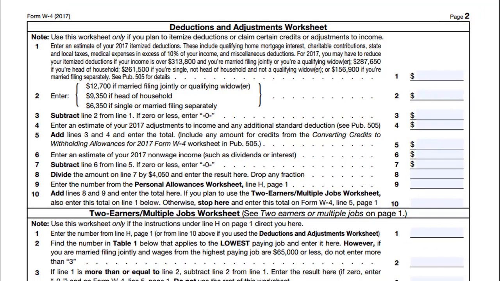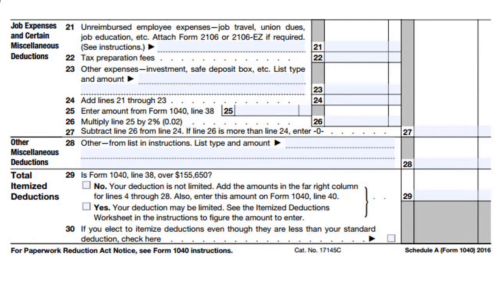Susan does not plan to itemize deductions, so she will put a 0 here. However, if Susan had itemized in her previous years, she could get her last year's tax return and look at Schedule A and enter the total itemized deductions found on line 29 of Schedule A.